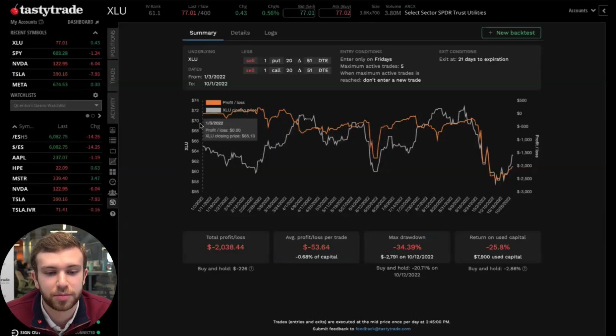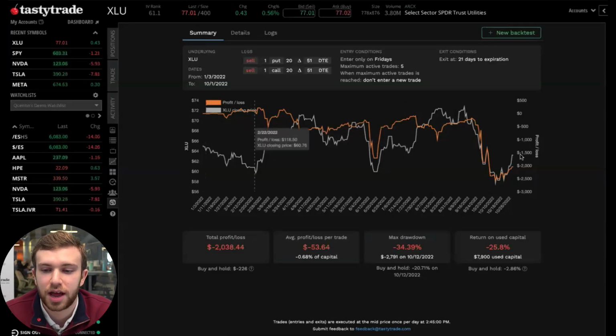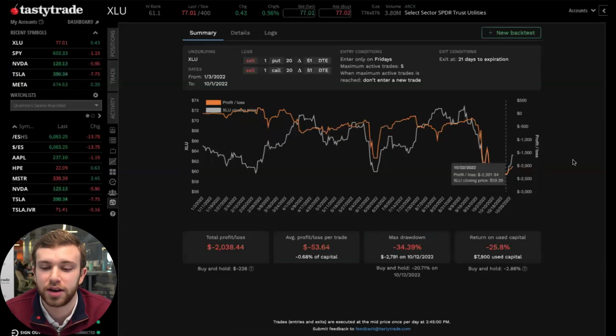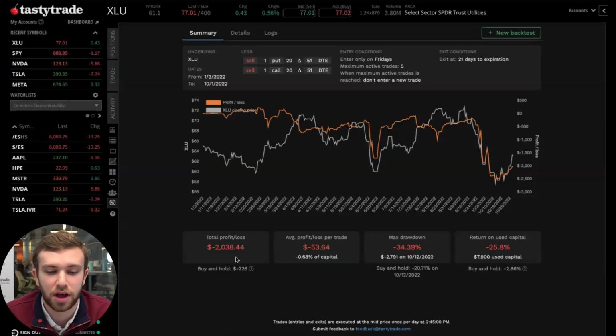And so again, we have the price of XLU on the left, and then your profit and loss on the right here. And so overall, if you did this strategy, having only 5 trades on at a time, it'd be a loss of around 2,000, where the buy and hold was only 226. So let's say you wanted to get neutral in XLU and you thought this was going to happen in the market. Maybe you might want to try a different strategy or choose a different underlying if you think this is what's going to happen. The whole reason we have this is we want your trade to fit your assumption of what's going to happen in the market.